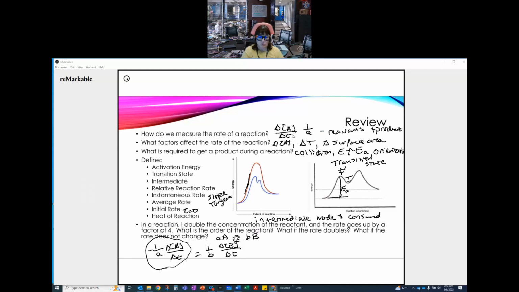Okay. When we talk about the heat of a reaction, and I'll do that here, we're looking at the difference between the reactants and the products. And that's the heat. Okay. So there you go.